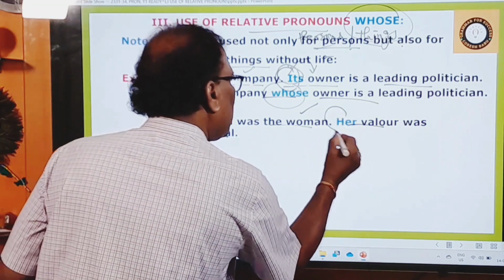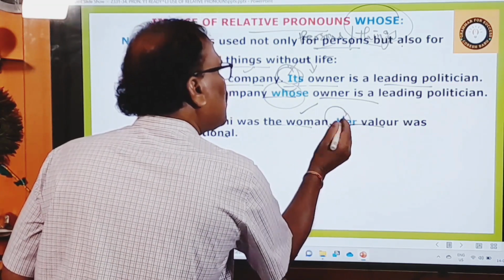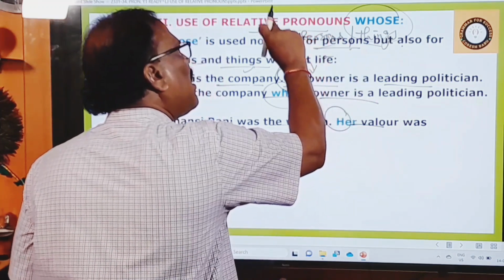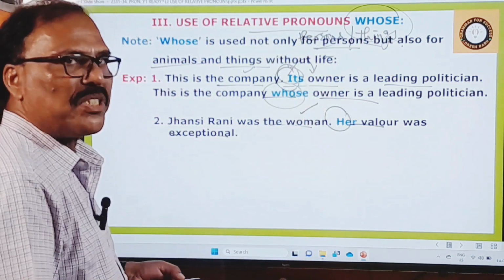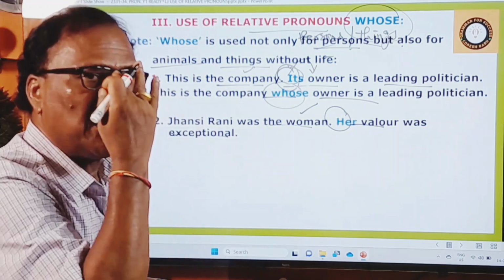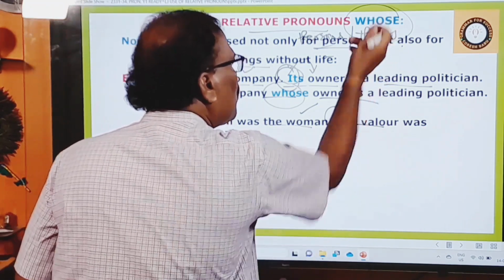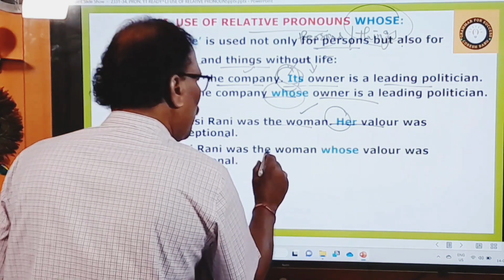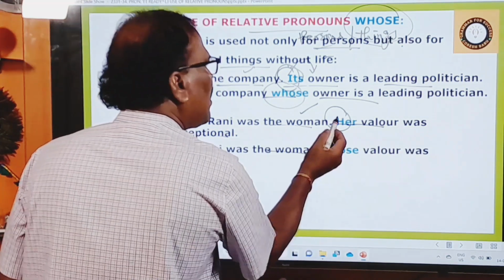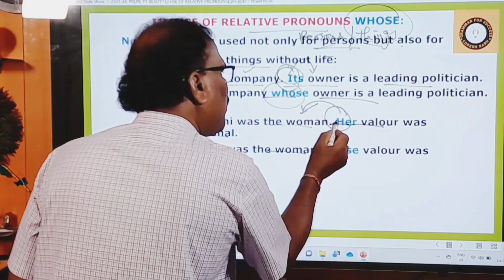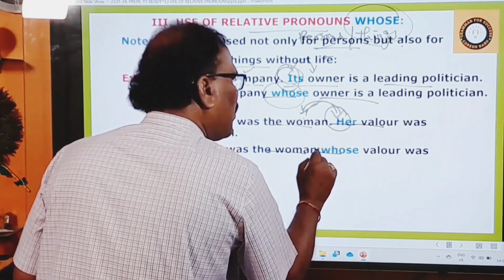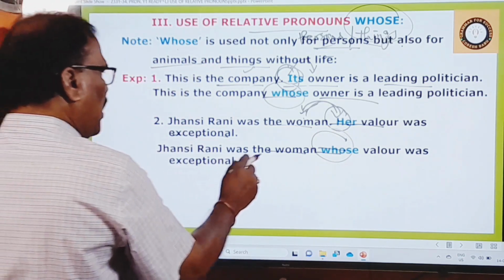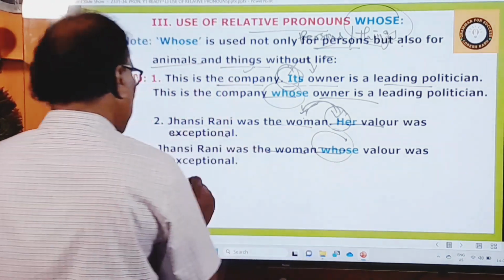So here, her is in the possessive case. So whenever you are going to join the possessive case pronoun, you must immediately remember the possessive case relative pronoun. So instead of this, you have to use whose. That's all. So here, how? Let us see: Jhansi Rani was the woman whose, because her is immediately referring to this woman. So immediately beside this woman only, instead of this her, you have to use whose. Jhansi Rani was the woman whose valor was exceptional.